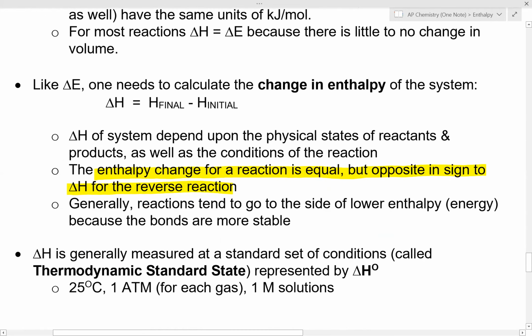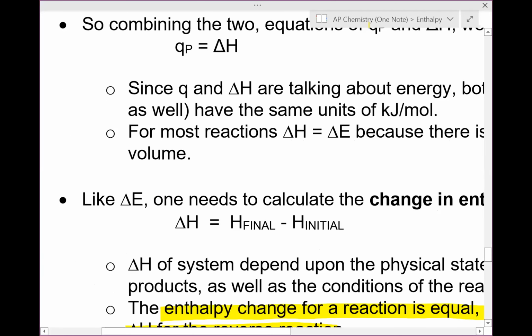Now, delta H is generally measured at a standard set of conditions called thermodynamic standard state, and is represented by this delta H naught.